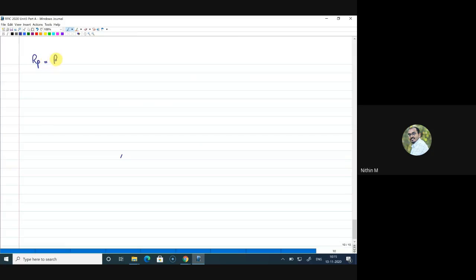RP is equal to RS into Q square plus 1, and LP is equal to LS into Q square plus 1 by Q square. This we did not write earlier. This is for the series and parallel RL network. We have done the RC network, right?